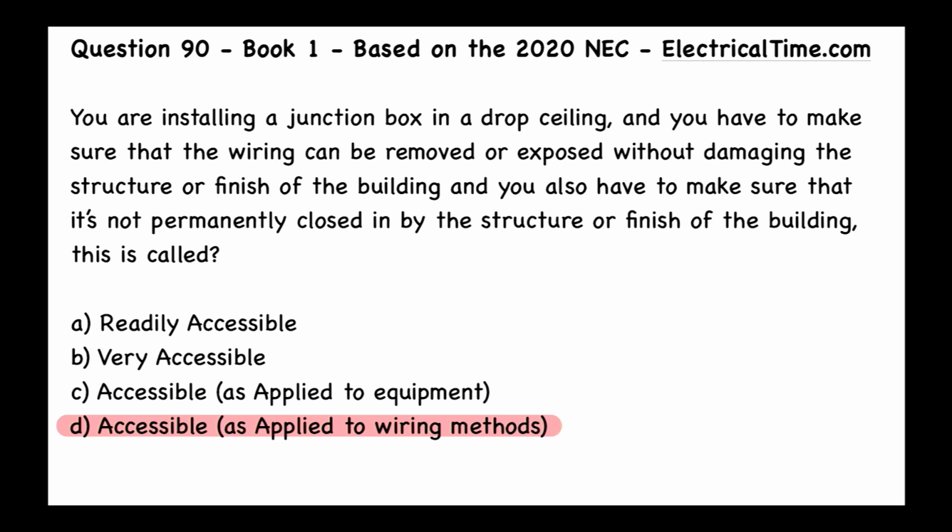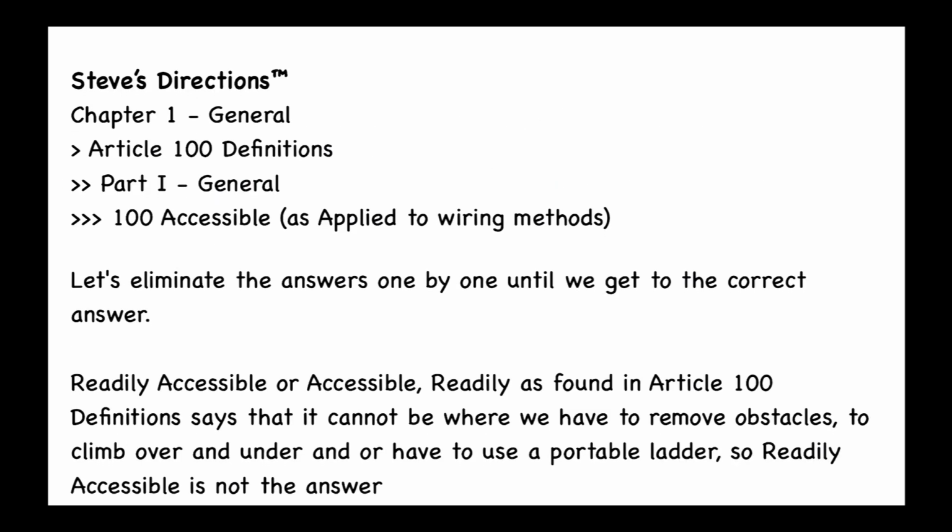And since I've got these possible answers here, I am going to go into Chapter 1, into Article 100 for definitions. Again, Article 100 is called definitions. That's within Chapter 1 general. Then we look at the parts, and we see Part 1 is also called general. And then we find accessible as applied to wiring methods.